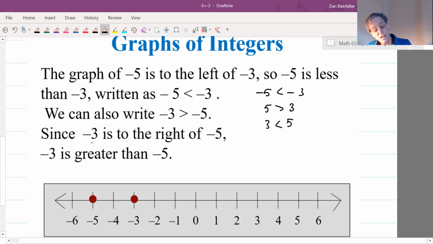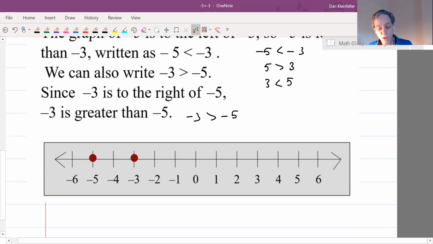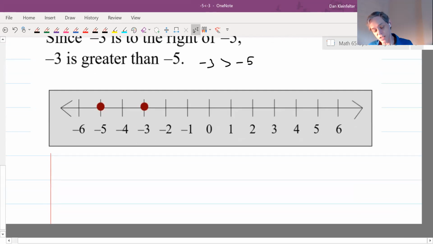Since negative 3 is to the right of negative 5, negative 3 is greater than negative 5. You want to remember that for greater than, the number that is greater is on the right-hand side of the number line. And for integers, where we have 0 in the middle, we have the dash for negative, and then it counts what looks like upward, 1, 2, 3, 4, 5, 6, to the left. So you'll have to be kind of cautious with that.